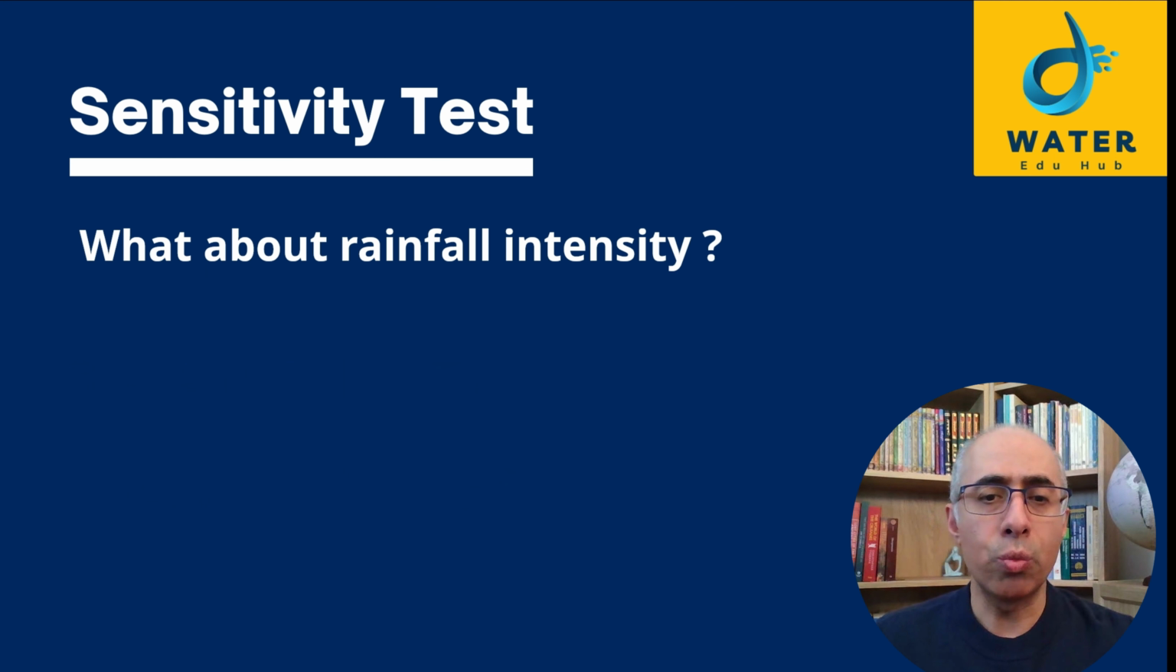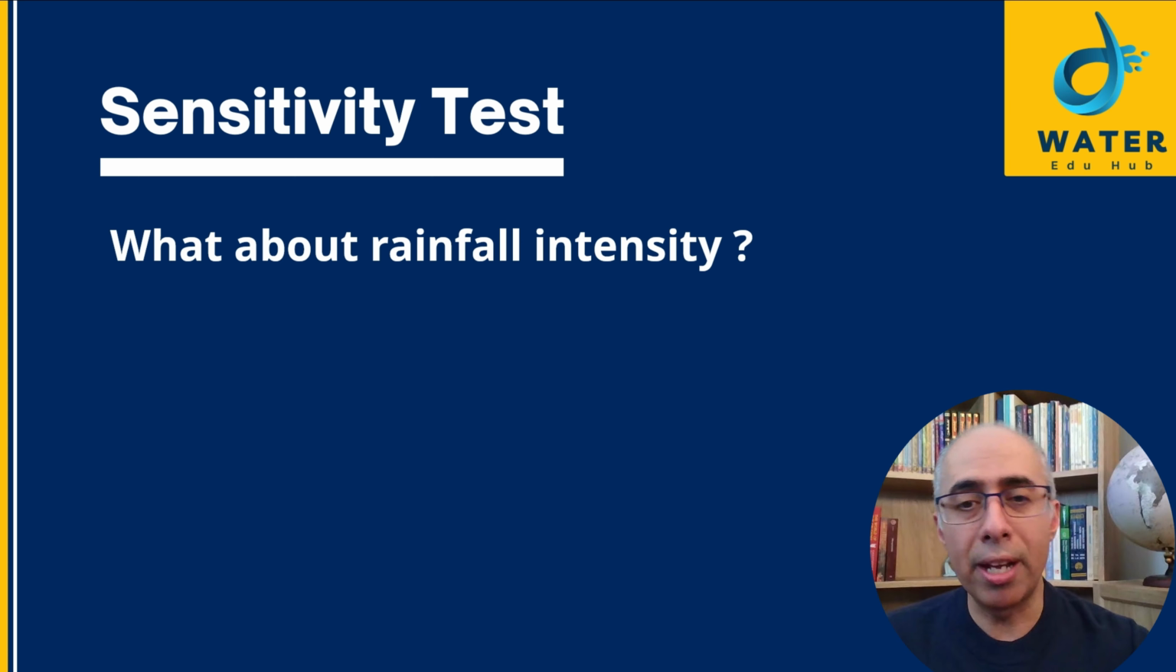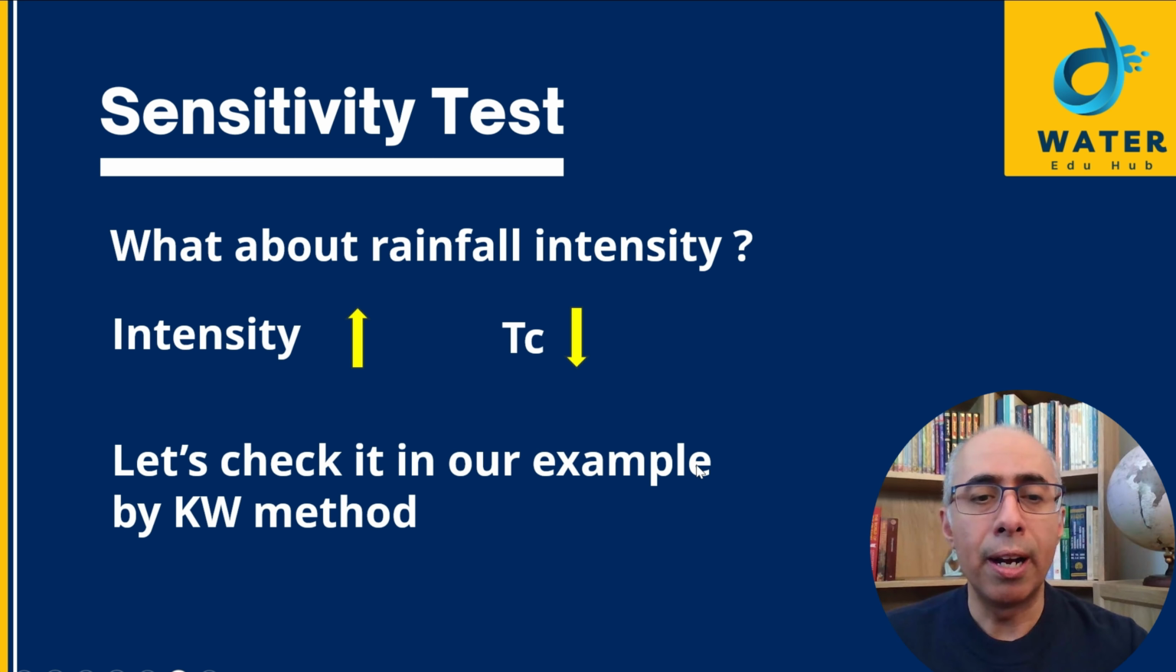The question is, what about the rainfall intensity? The only formula that has it is kinematic wave. It's in the denominator, and it's quite obvious that basically by increasing the intensity, we are expecting to have a reduced time of concentration. But in order to have a bit of idea how it works, I want to show it by an example again with the kinematic wave method.